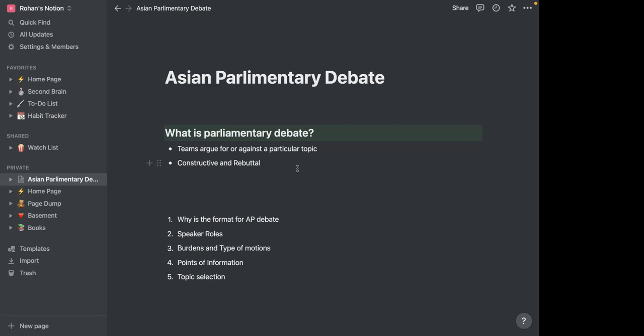Two things then. Number one, teams argue for or against a particular topic. We've already talked about how this topic is often referred to in the debate world as a motion. So you will either be assigned affirmative or government, which argues for the topic, or you will be assigned opposition, which argues against the topic, and you will have to compete with the other team. That is how a parliamentary debate works, number one.